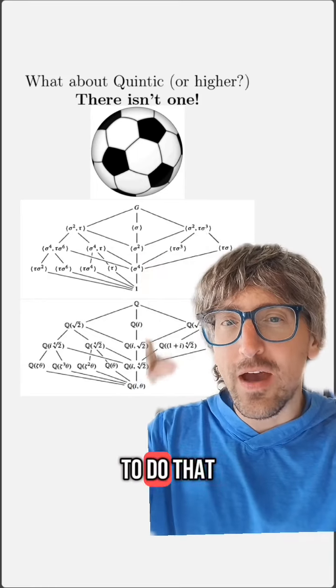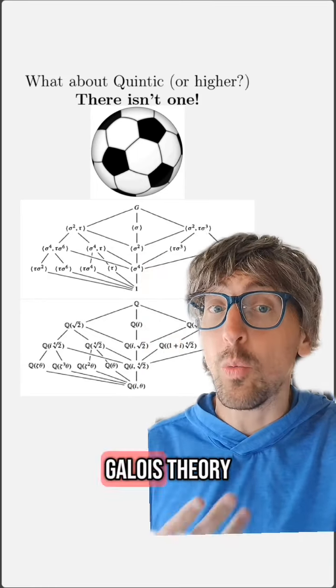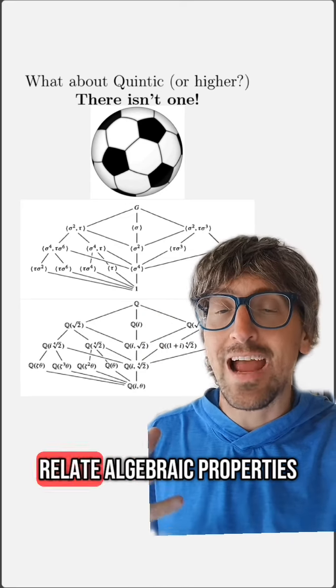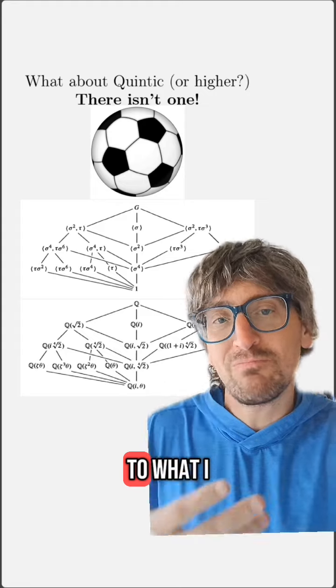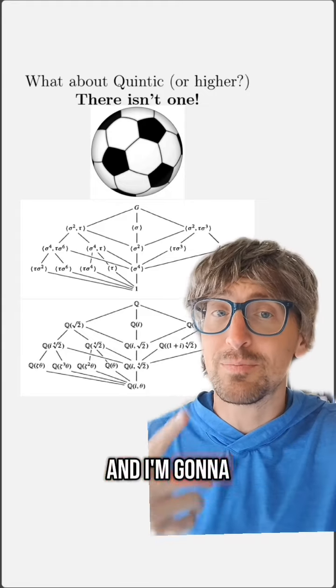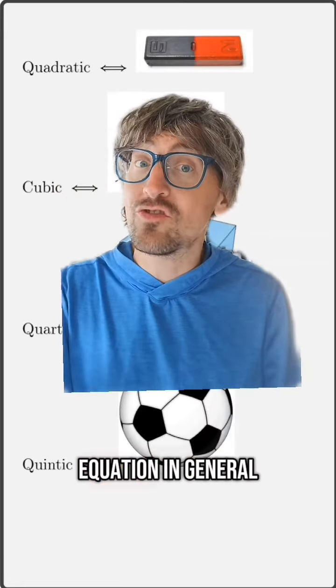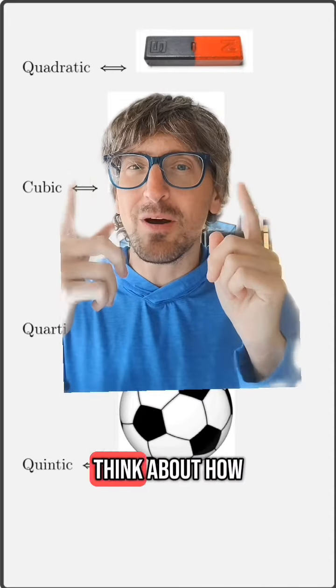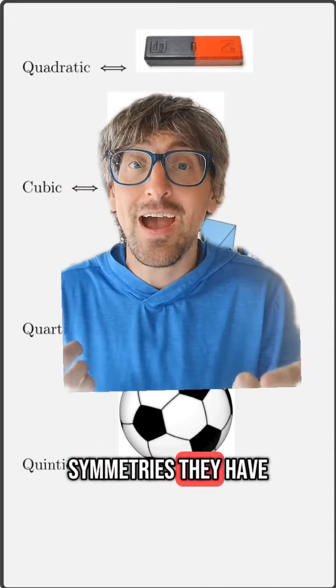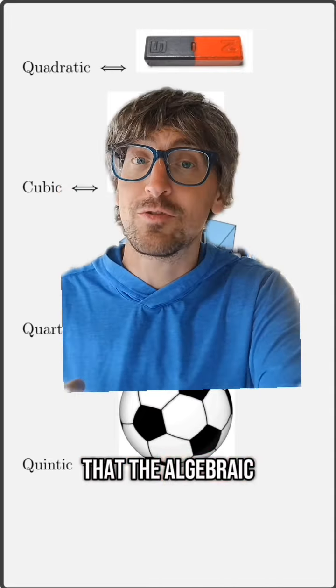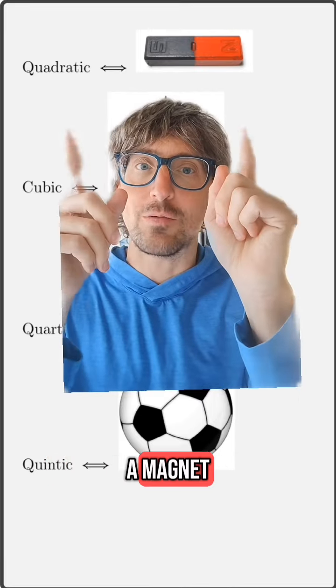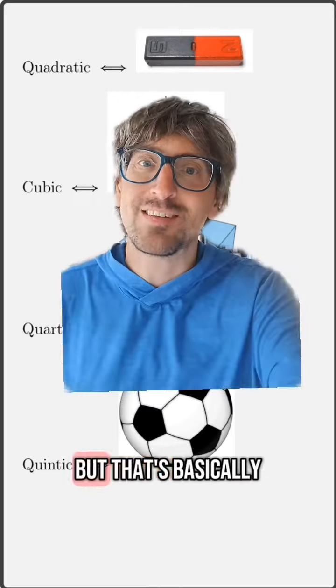And the way to do that is to use a type of math which is called Galois theory, which tries to relate algebraic properties to what I would call geometric symmetries. And I'm going to explain what I mean by that. So a quadratic equation in general can have two different roots. And if you think about what sorts of symmetries they have, it turns out that the algebraic symmetries are basically like that of a magnet, right? You can flip it one end, but that's basically it.